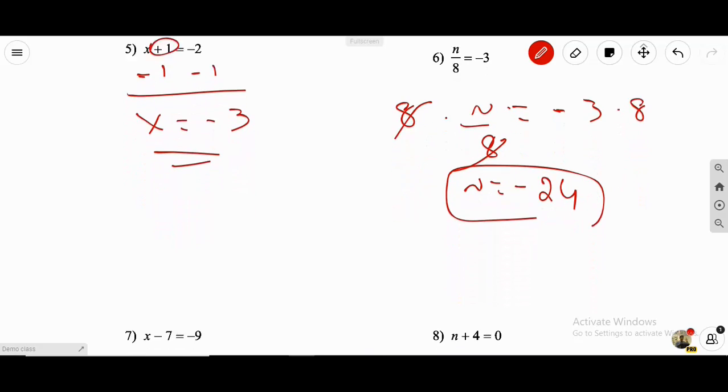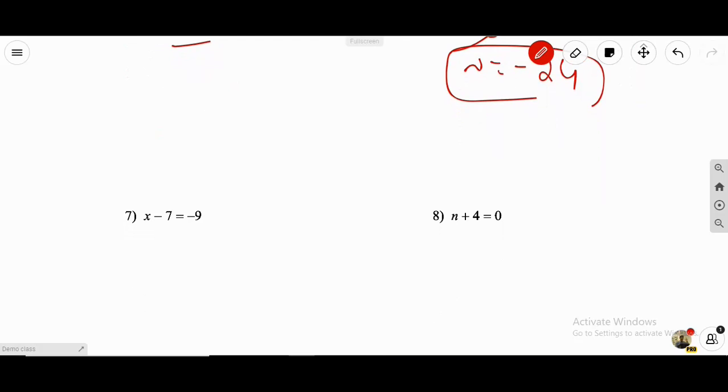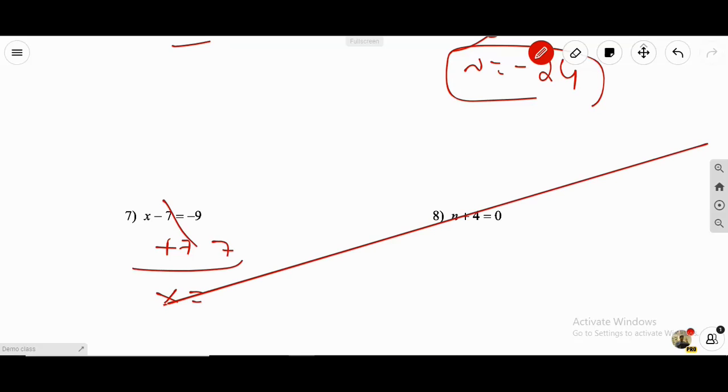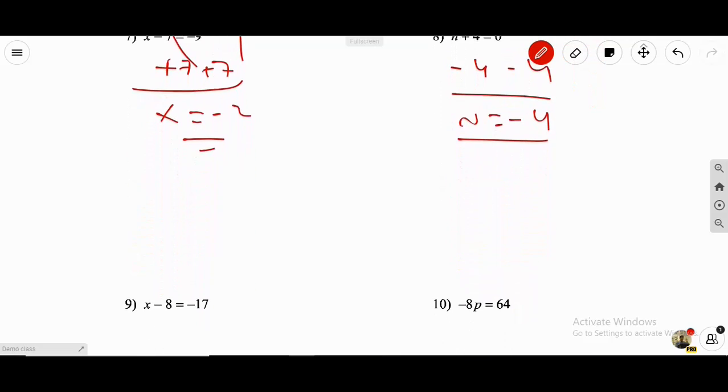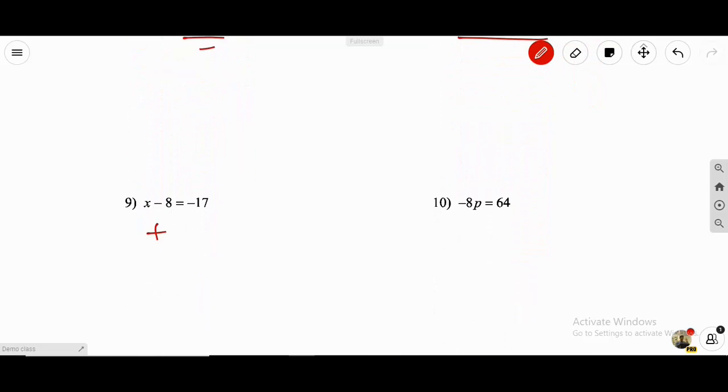We'll see a couple more examples here. Subtracted, so therefore I'm going to add 7 on both the sides. So it would give me a negative 2. So x is equal to negative 2 because negative 9 plus 7 is negative 2. Again here I'm going to subtract 4. That would give me a negative 4. And let's look into 2 more examples. So add 8 on both the sides. So x is equal to negative 9.